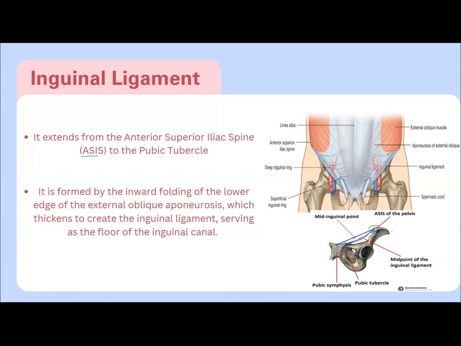So basically, you have the external oblique aponeurosis going in this direction. On this part, from the ASIS to the pubic tubercle, it will fold on itself and it will thicken, forming an inguinal ligament. And this inguinal ligament is really important because it basically tells you that above is the abdomen, below you're outside of the abdomen.